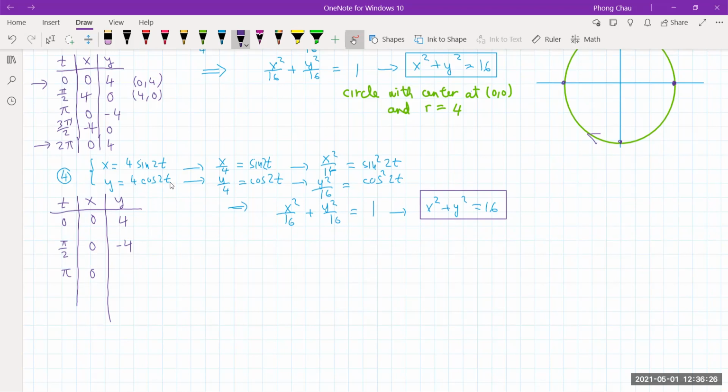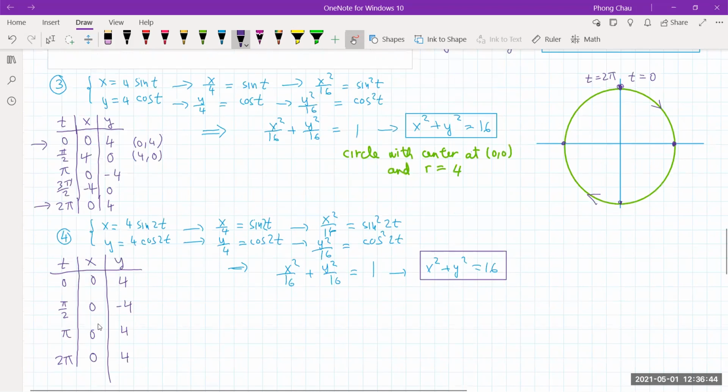And cosine of 2 pi is the same as cosine of 0, so I get 1 times 4, which is 4. And if you're looking at 2 pi, that's the same as 0, and that's the same as 4. Now, here's an interesting case. If you plot these graphs, they will be exactly the same.